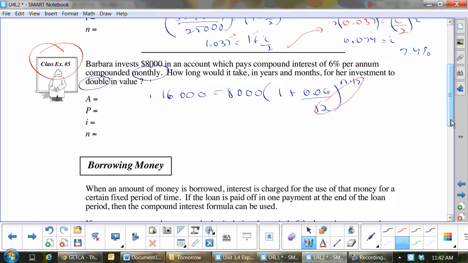Now, the next calculation is very easy. Divide it out, and you will get 2. Whenever you get double, you're going to get 2, okay? And then 1 plus, in brackets, 0.06 over 12, which you can calculate, is 0.005, to the 12n, which is 1.005, right?